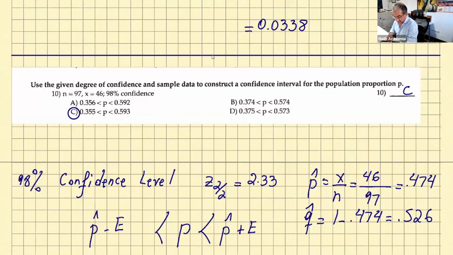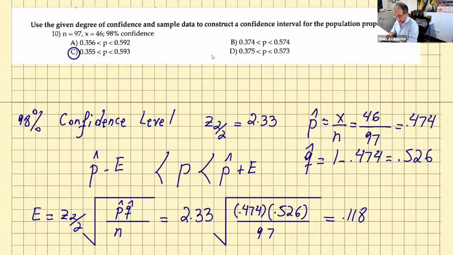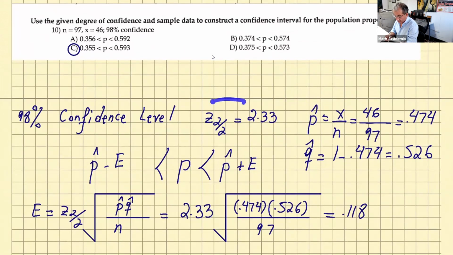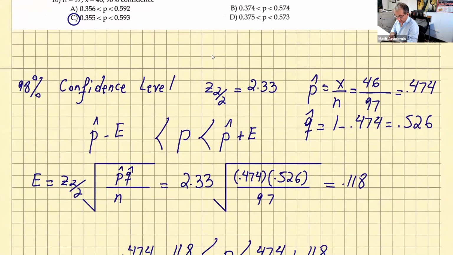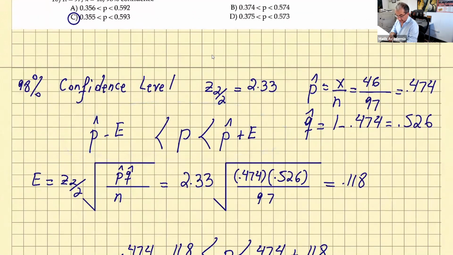Number 10, use the given degree of confidence and sample data to construct a confidence interval for the population proportion p. So 98%, we learned, z sub alpha over 2 is 2.33. So p hat in this case is x over n, so it's going to be 46 over 97, which is 0.474. The interval is given by this formula: p hat minus E less than p less than p hat plus E, and we know q hat is 1 minus p hat, which is going to be 0.526.